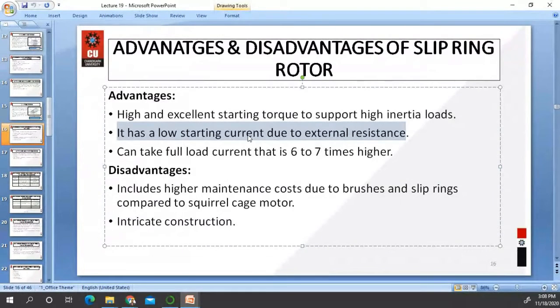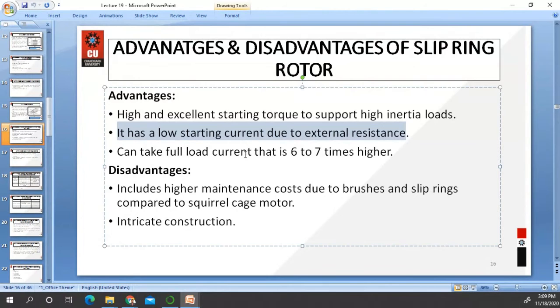Initially, if high current passes through the motor, what will happen? Quickly give your response. What will happen if initially high current passes through the motor? If resistance is not present in the motor, then what will happen? Quickly give your response. When high current flows through the motor, it will burn your winding.